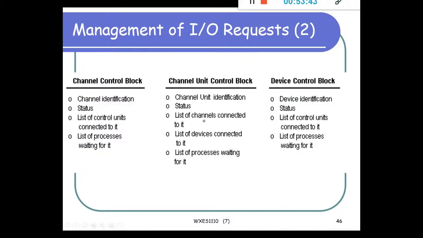So you have a channel control block here, a channel unit control block, and a device control block. This one is the channel control block. This one is the channel unit control block. And this one is the device control block. Okay. So for the input-output traffic controller to perform its task, the traffic controller maintains a database containing the status and connection of each unit in the input-output subsystem, grouped into channel control block, channel unit control block, and device control block.